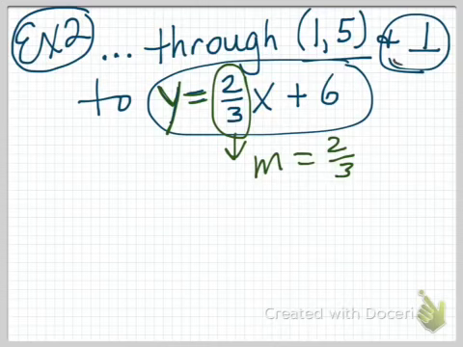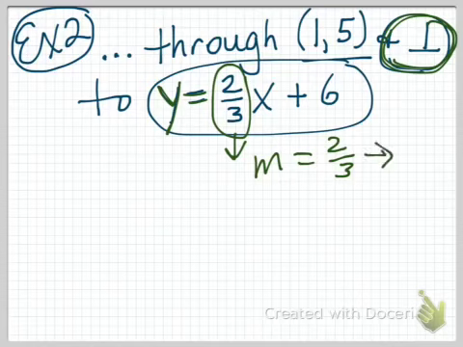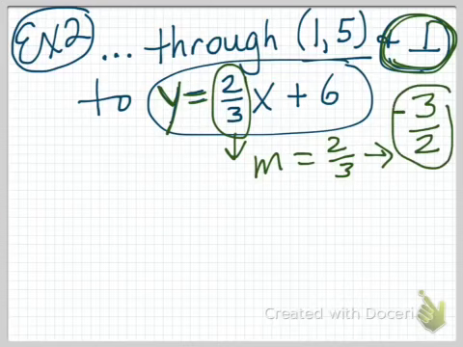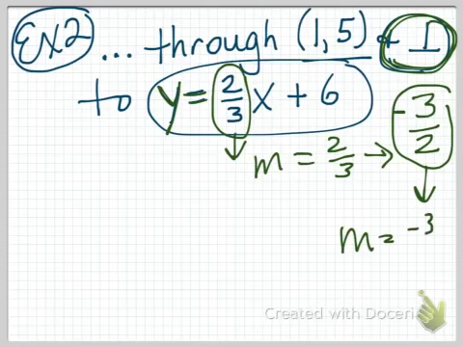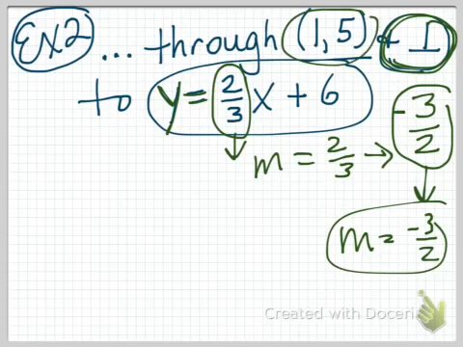But remember, we want the lines to be perpendicular, which means that I'm going to flip that slope. So the 3's going on top now. And I've got to change the sign. So the slope of the line we need is -3/2. And the point was (1, -5).